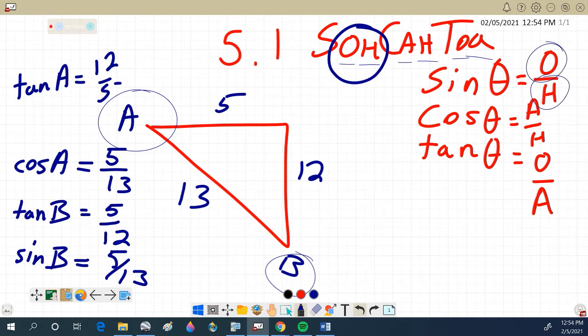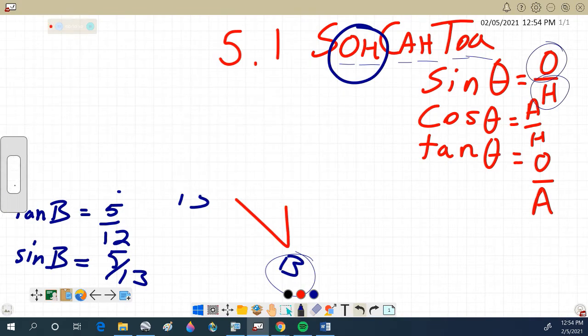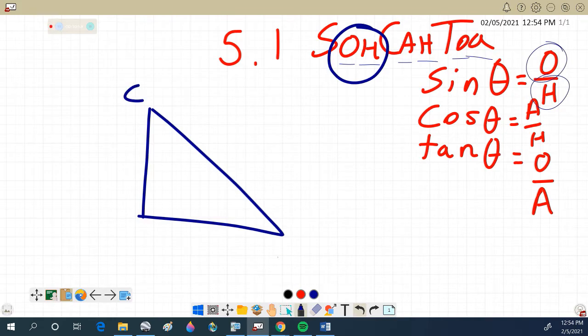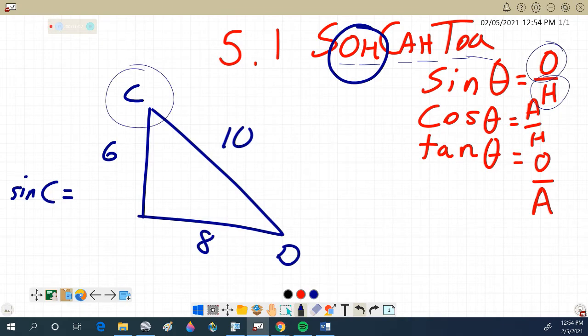Okay, do you need to see another one? One more? So, let's see, C and D, 6, 8, and 10. So the sine of C. So we're looking at angle C. This will always be H. 6 is going to be which side? 6 is A, and 8 is O.